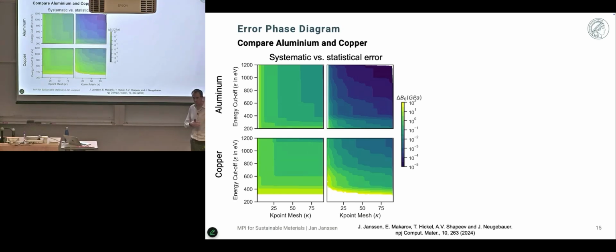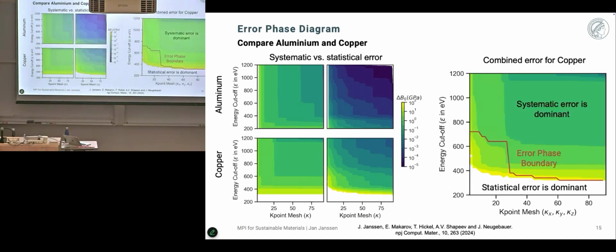Right, so there the statistical error is much larger in comparison to the systematic one, and they really meet at some point. And that's what we showed here in what we call the error phase boundary, where both errors are on the same level. That's where we define our boundary. So in this top part, the systematic contributions are dominant, and in the lower part, the statistical contributions are dominant.